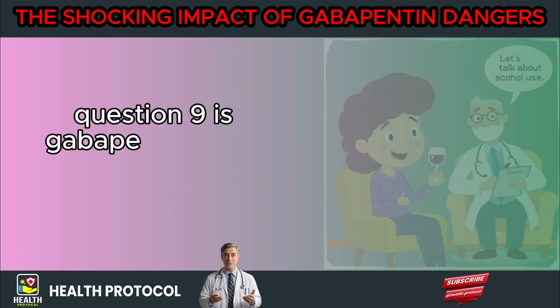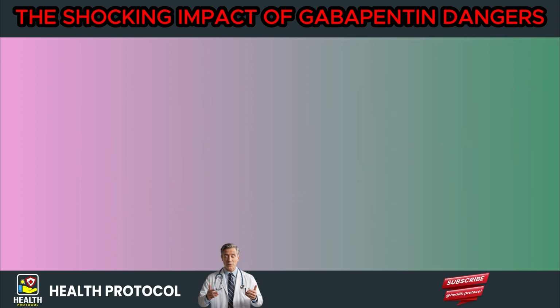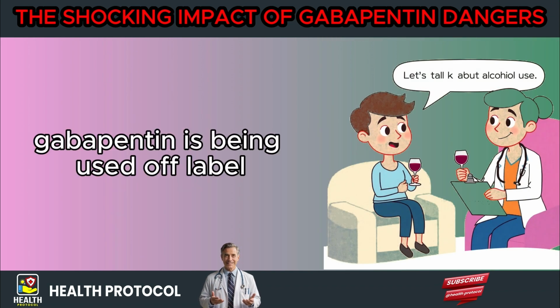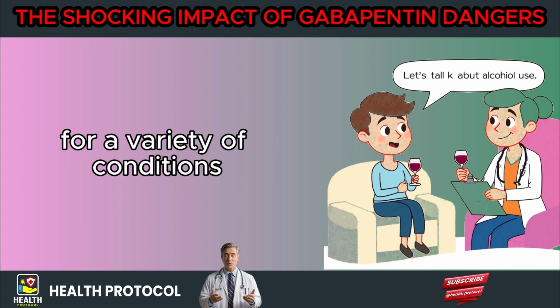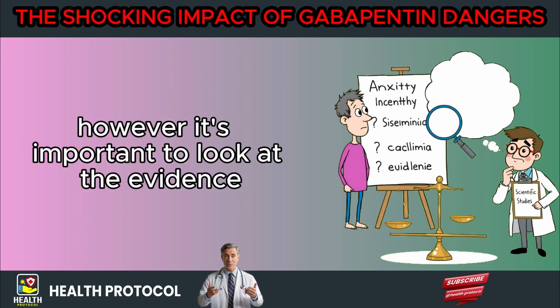Question 9. Is gabapentin good for anxiety and insomnia? As we discussed earlier, gabapentin is being used off-label for a variety of conditions, and anxiety and insomnia are among them. However, it's important to look at the evidence.